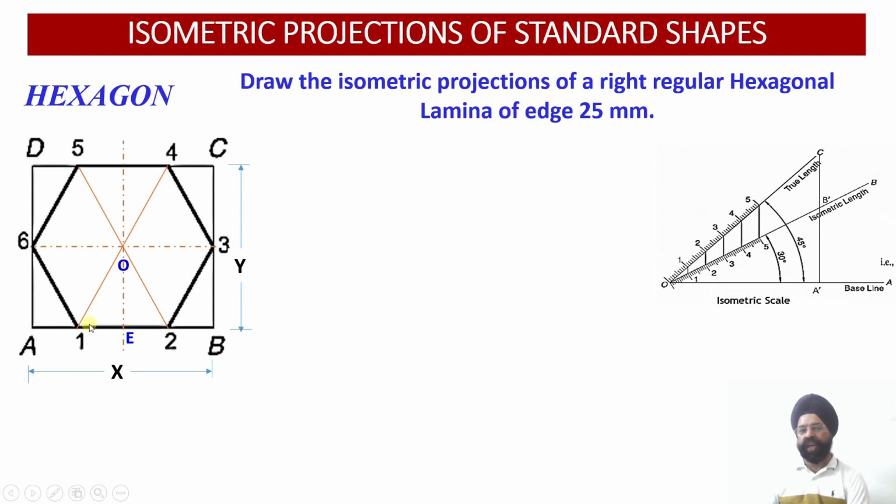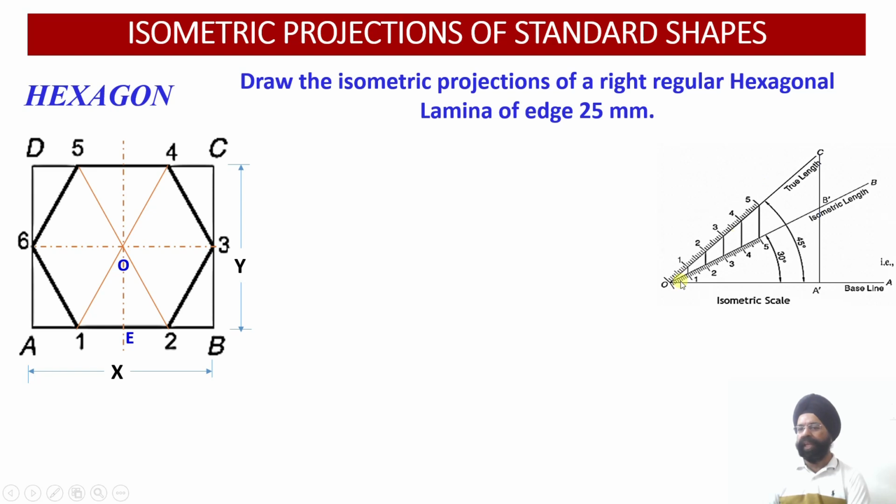Once you make this construction, now inscribe this hexagon into a rectangle. Inscribe this hexagon into a rectangle. So AB will be the longer edge of the rectangle, BC will be the shorter edge of the rectangle. And then once all the measurements have been made, now these measurements have to be converted to the isometric length.